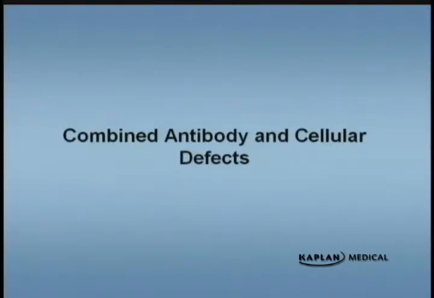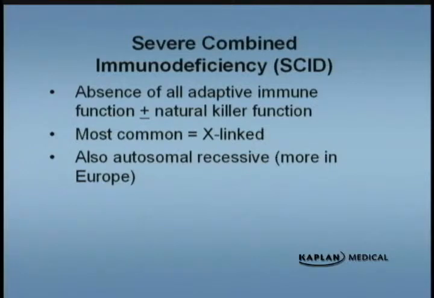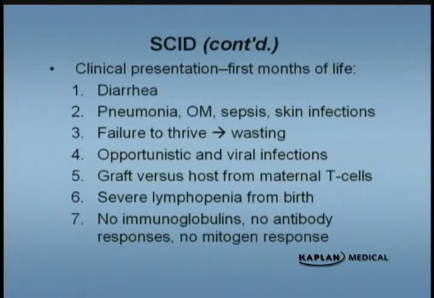We have some combined antibody and cellular defects. The first one is severe combined immunodeficiency. This is an absence of all immune function, plus or minus natural killer cell function. The most common form of SCID is going to be X-linked, so again, look for boys. There's also an autosomal recessive form, which is more common in Europe. These babies will have an earlier presentation than other children with immune deficiencies.